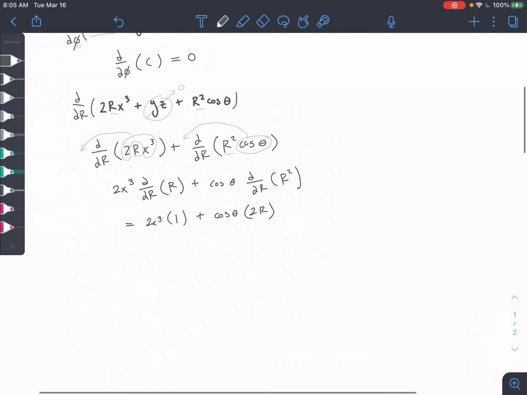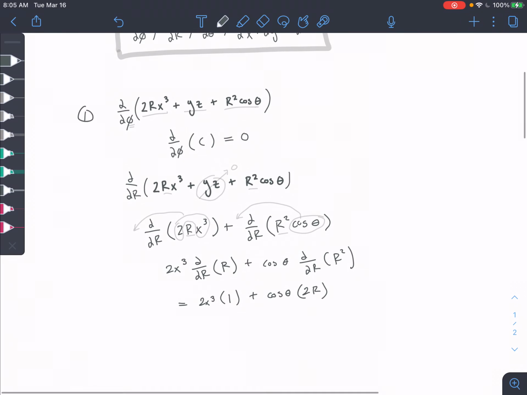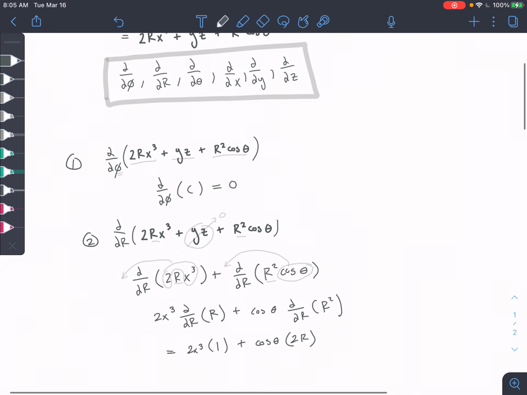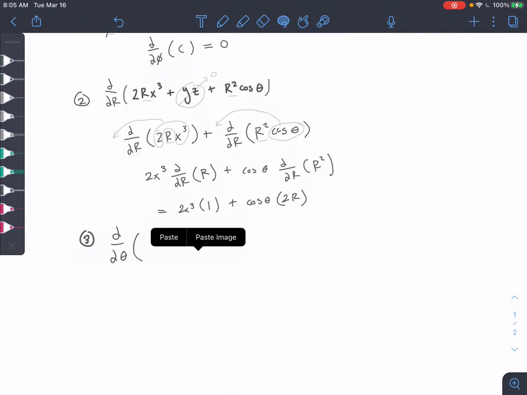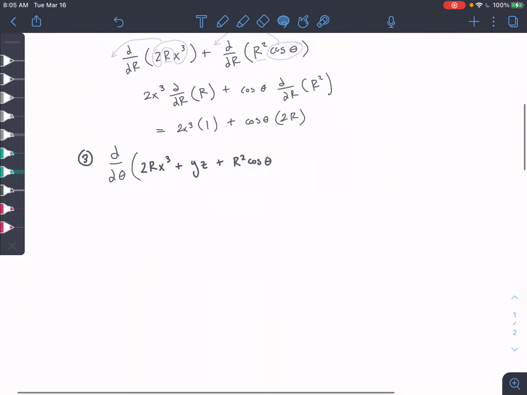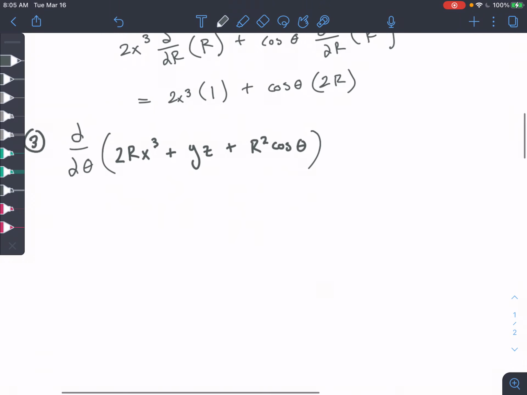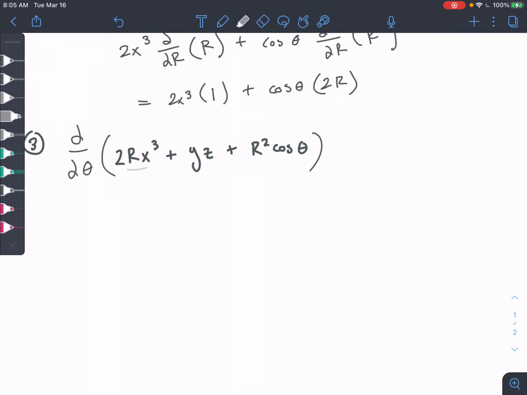All right, you guys with me so far? So we did 1, 2. Okay, so we got this guy and this guy. Well, let's do the derivative with respect to theta. Okay, same expression, derivative with respect to theta of this guy. Okay, let's look for our theta pieces. So no theta here, so these go to 0, right? 0 and 0. Okay, but we do have a theta here.